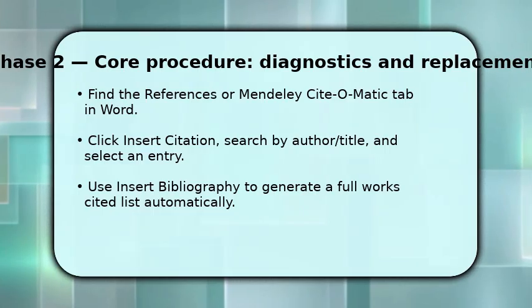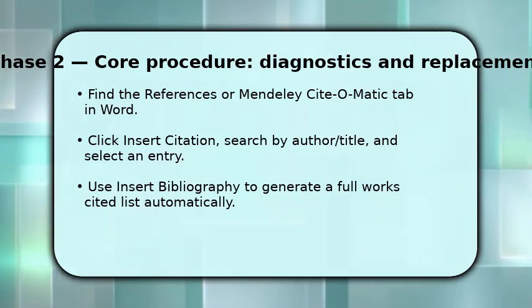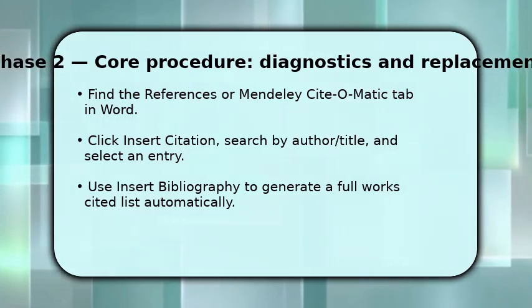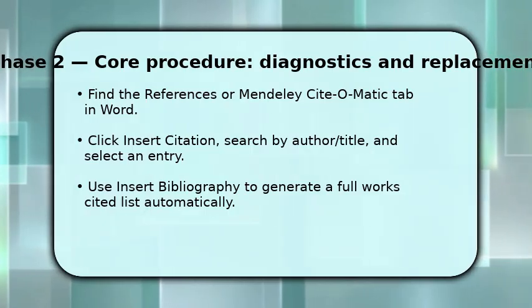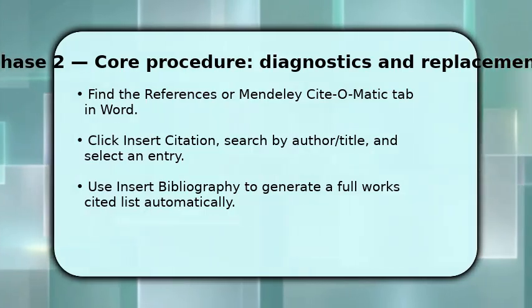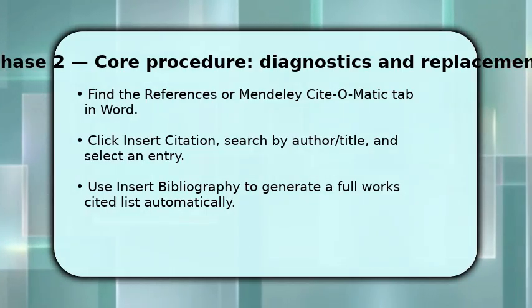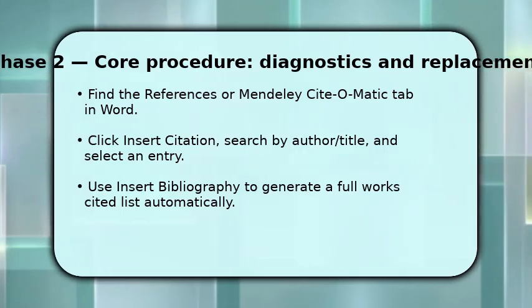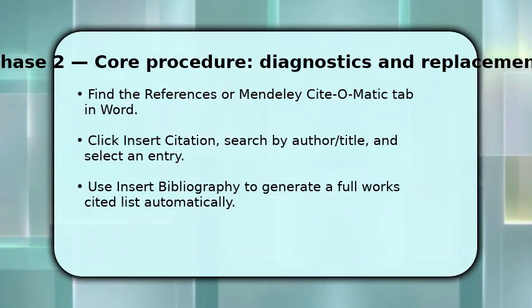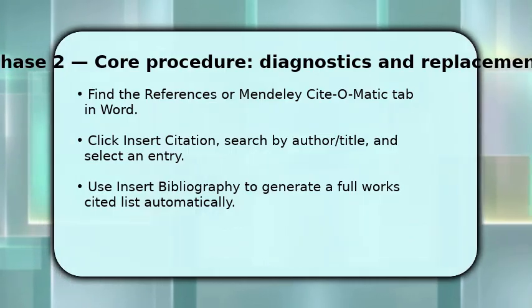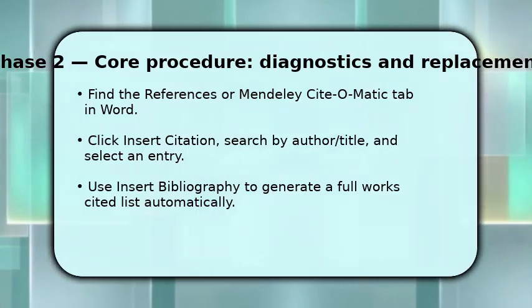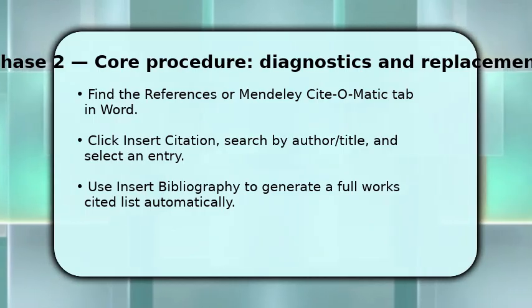Click Insert Citation, type an author name or title, then choose the correct item, press Enter to drop the citation into text. When you need a bibliography, click Insert Bibliography and Mendeley compiles all used citations into a formatted reference list. Make sure to pick the correct citation style because that controls punctuation, order, and layout.